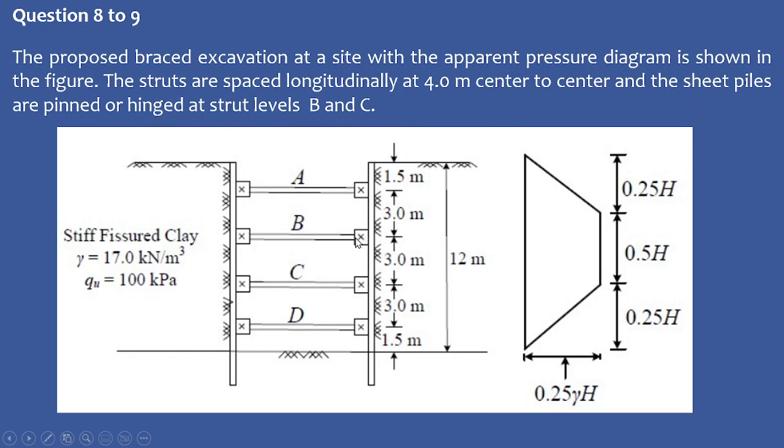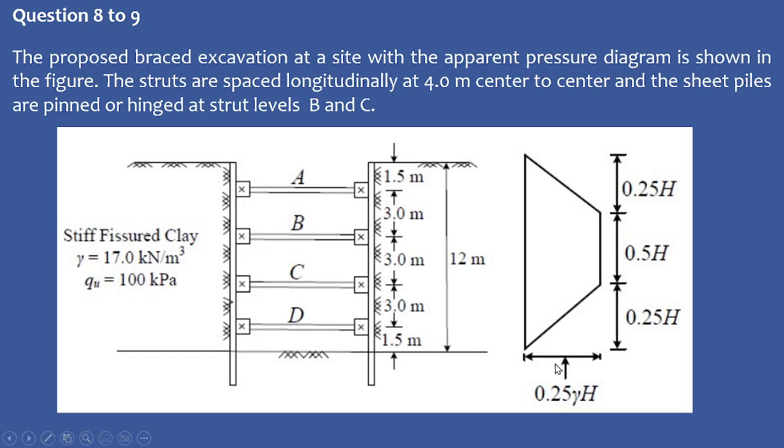So this wall, to prevent the lateral pressure from the soil, is supported by the nails, and among these four nails, the nail B and the nail C are pinned or hinged. Now you need to calculate. Also the properties of the soil are given. The gamma is 17 kilonewton per meter cube, and the shear strength is 100 kPa.